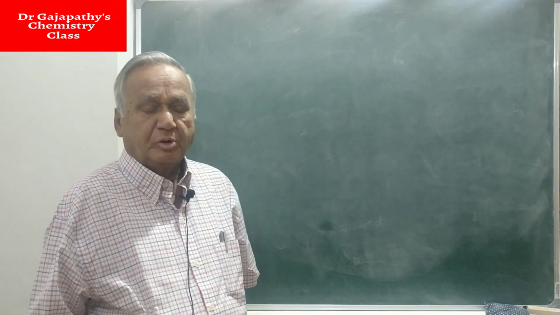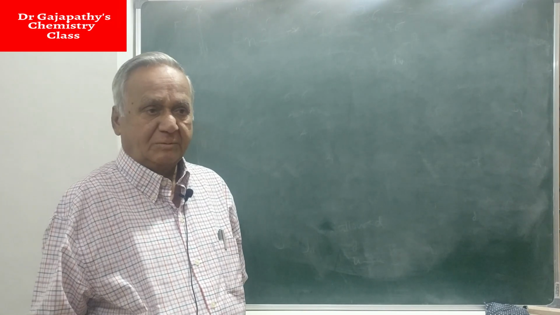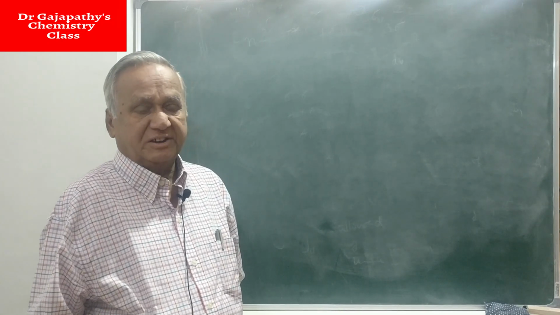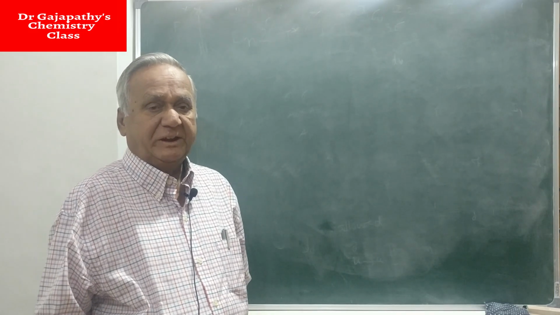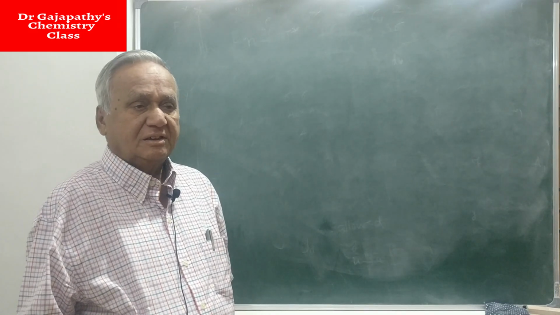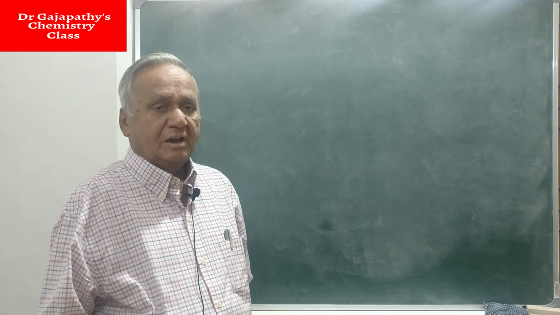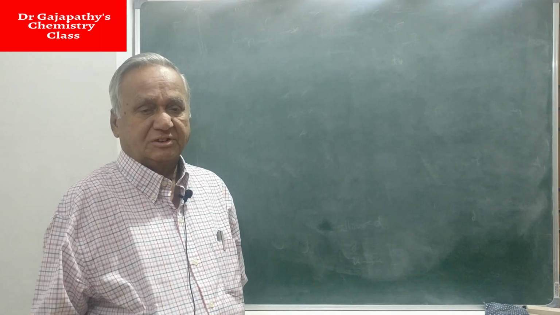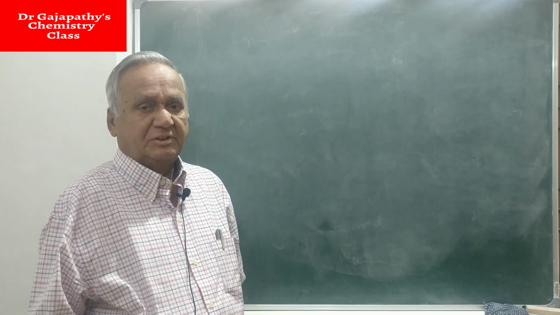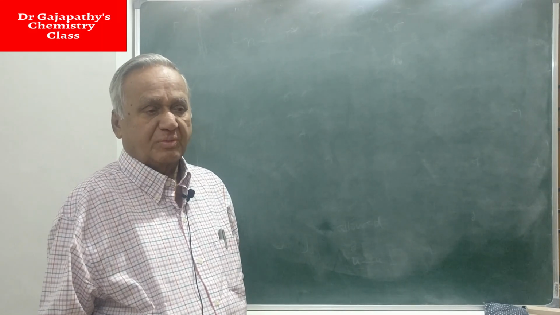Two more applications of group theory we are going to discuss in this class. Namely, how to predict whether an electronic transition will be intense enough or forbidden. And number two, how to find out the hybridization of certain molecules. First, let me take up the electronic spectroscopy.